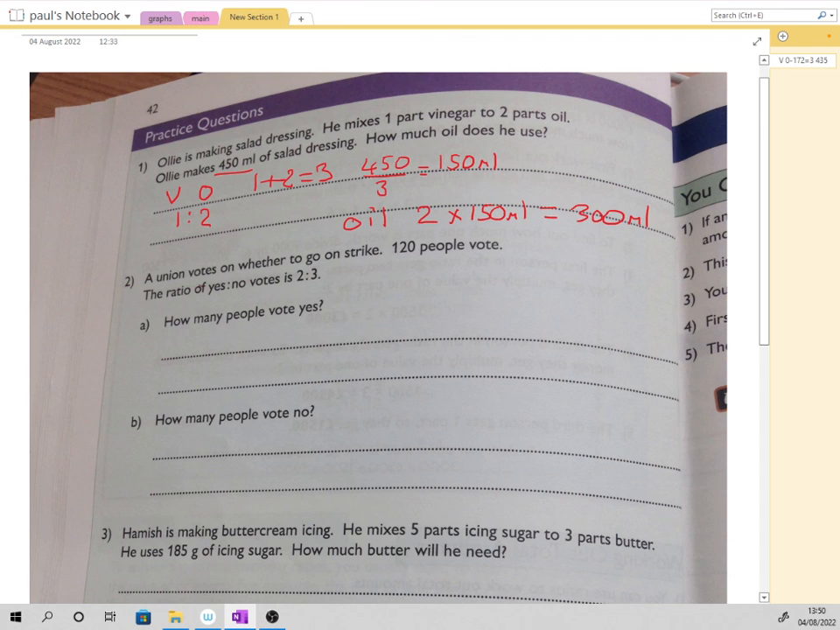A union votes on whether to go on strike. 120 people vote. The ratio of yes to no is 2 to 3. How many people voted yes? Right, so we've got yes to no is 2 to 3. 2 plus 3 equals 5. 120 people divided by 5 parts of the ratio. 120 divided by 5 is 24.